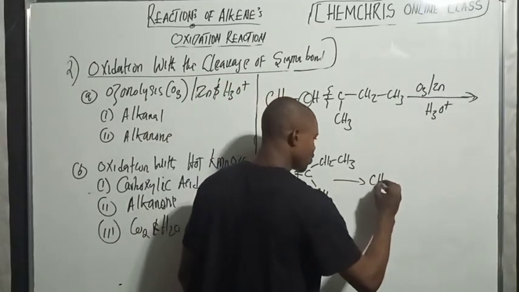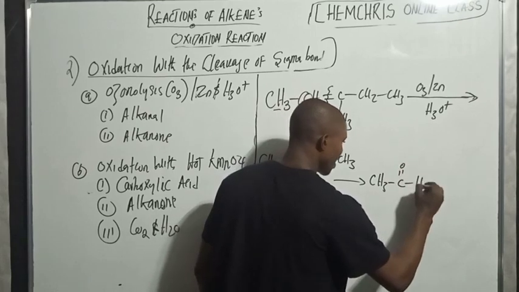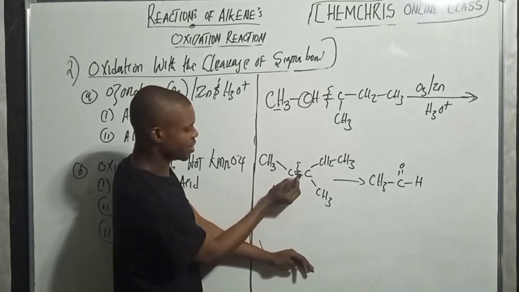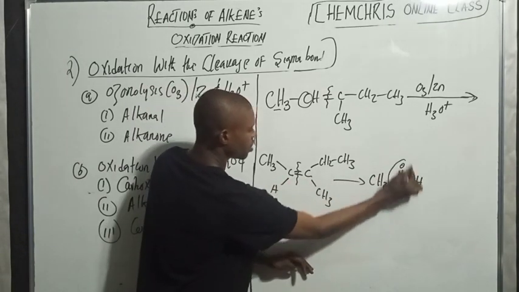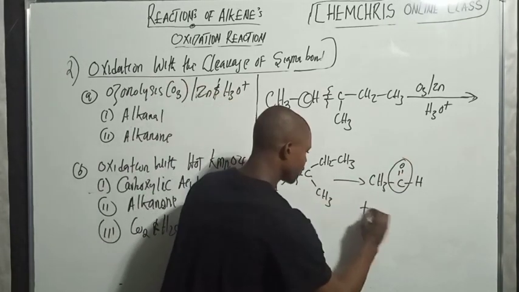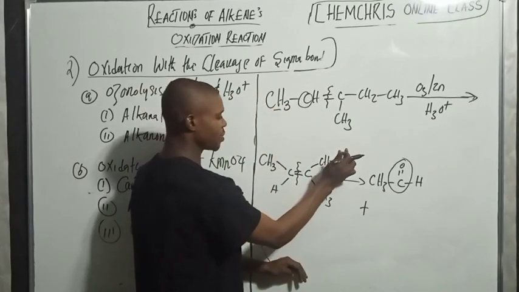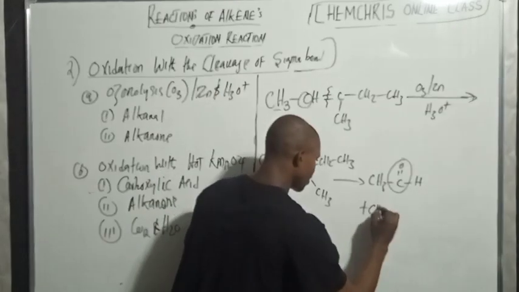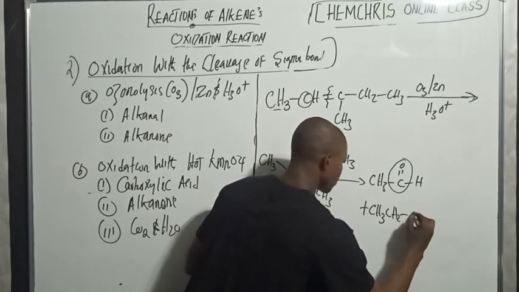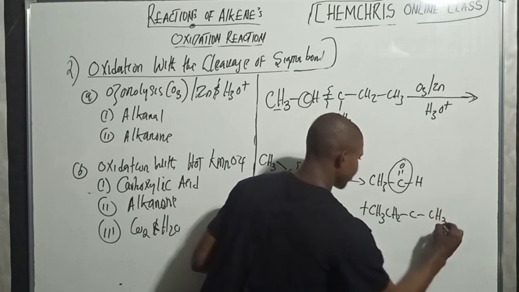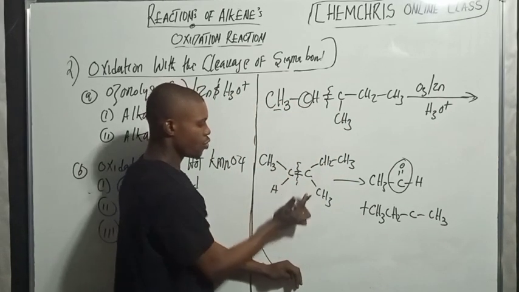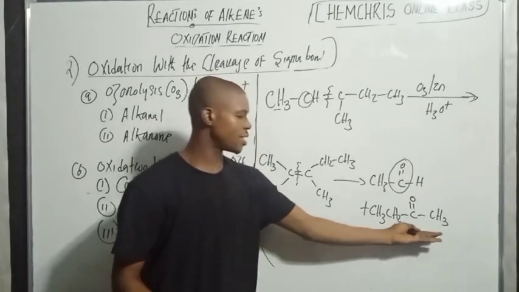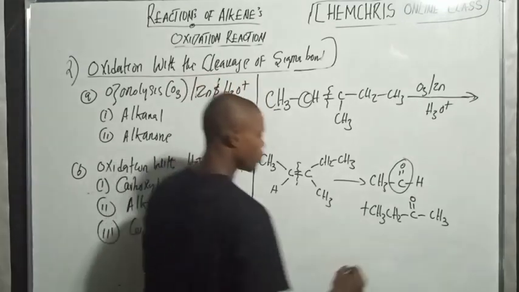Here we have CH3, C, with hydrogen, right? So here we have CH3. Now this carbon atom that breaks from this carbon atom forms the carbonyl. Plus, from CH3, C, CH3, here we have CH3, CH2, C, CH3. Can you see that? So here we have this stuff.